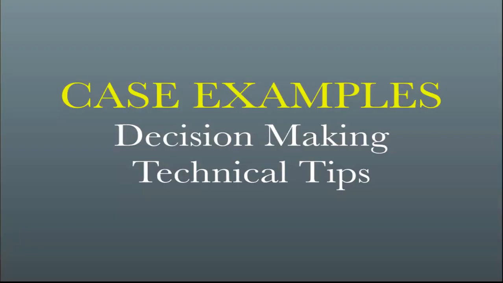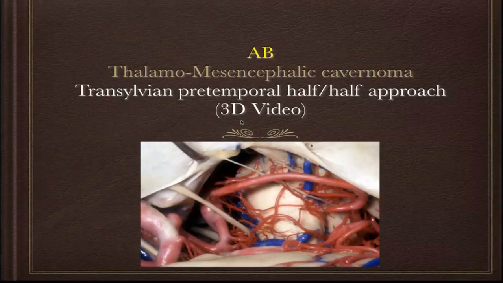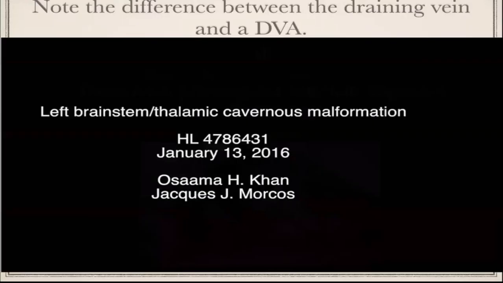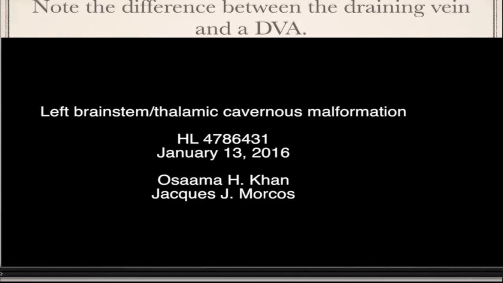So now the rest of the talk is going to be case examples of mine, starting from the midbrain, finishing in the medulla. So this is the first example. We're going to do a rostral midbrain example. This is a thalamomesencephalic cavernoma. I utilized a transsylvian half and half approach to do this. And by the way, any name you see next to my name are some of my most excellent fellows that have helped me recently or in the past to edit some of those videos.